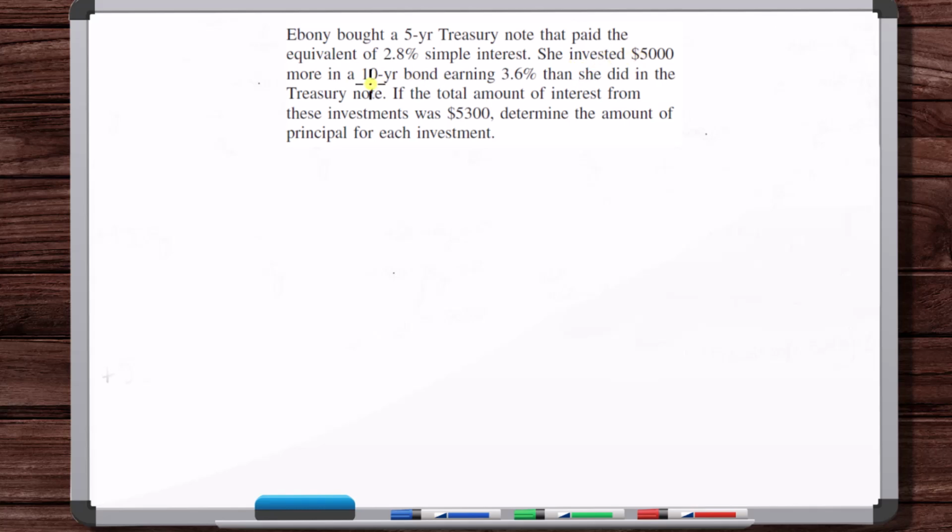All right, Ebony bought a 5-year treasury note that paid the equivalent of 2.8% simple interest. She invested $5,000 more in a 10-year bond, earning 3.6%, than she did in the treasury note. If the total amount of interest from these investments was $5,300, determine the amount of principal for each investment.